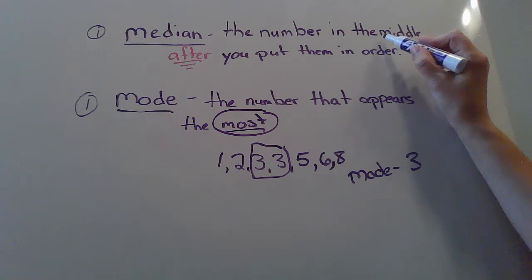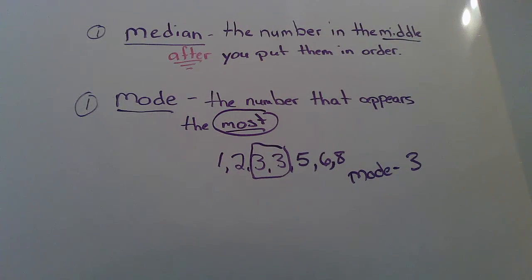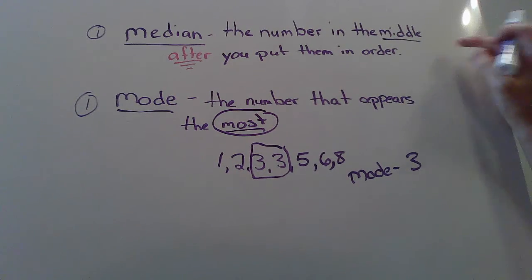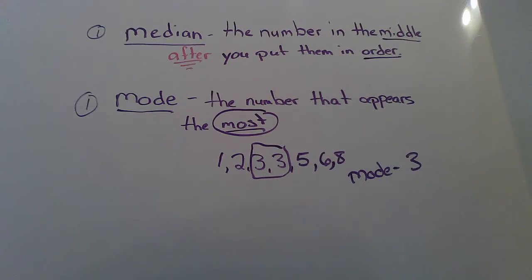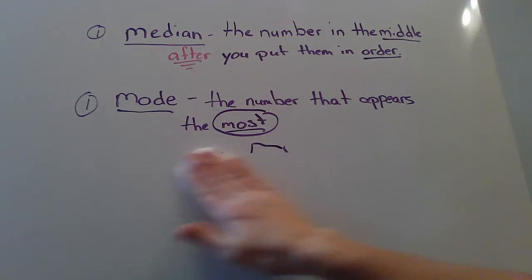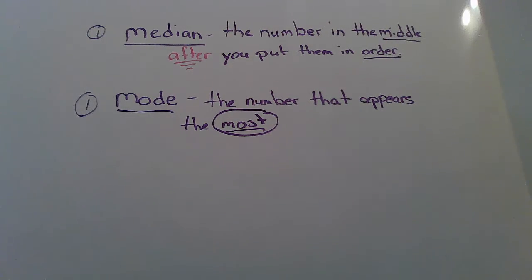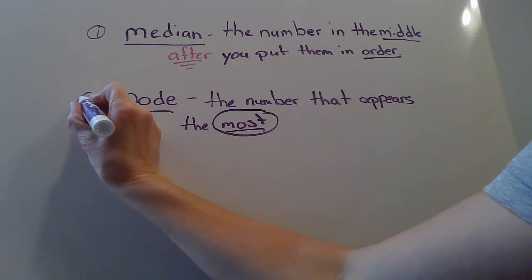Median is the one in the middle. What is the key for median? You have to put them in order. Okay? So that's your mode. Mode is the number that appears the most. And once again, this is also on your reteaching paper in case you want something to look at as we're going over it.